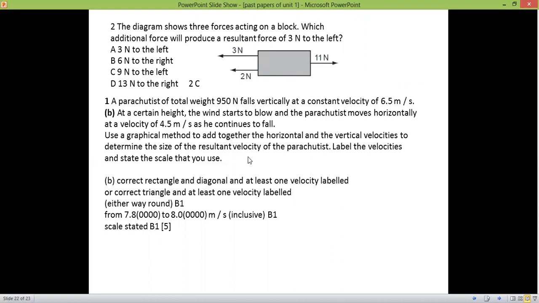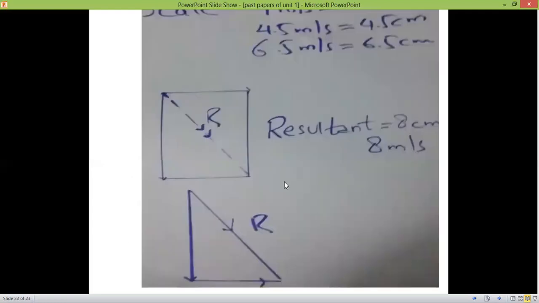Next is again addition of vectors over here. A parachutist of total weight 950 Newton falls vertically at a constant velocity of 6.5 meter per second. At a certain height, the winds start to blow and the parachutist moves horizontally at a velocity of 4.5 meter per second as he continues to fall. Use the graphical method to add together the horizontal and vertical velocities and to find the size of the resultant velocity. So we have to find the resultant velocity either by the parallelogram method or the head to tail rule method.